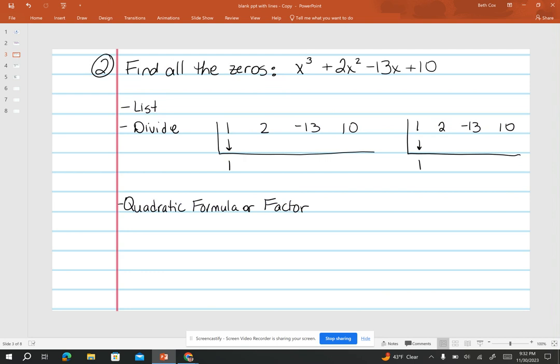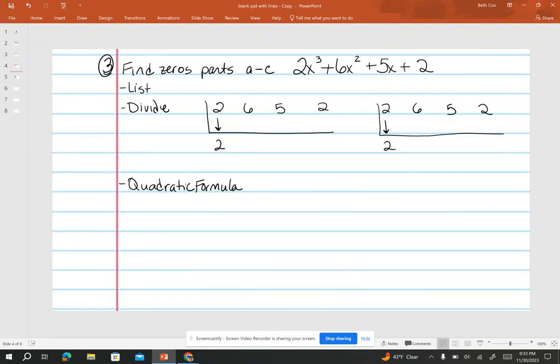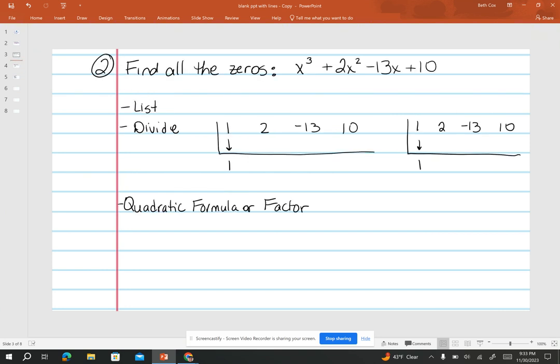Here we go. The next question says find all the zeros. Now this one does not give you any steps. It just says find all the zeros. The third one literally gives you the steps and you have to type them in. These two problems work exactly the same way. It's just one of them is required to plug them all in. One of them you're not.